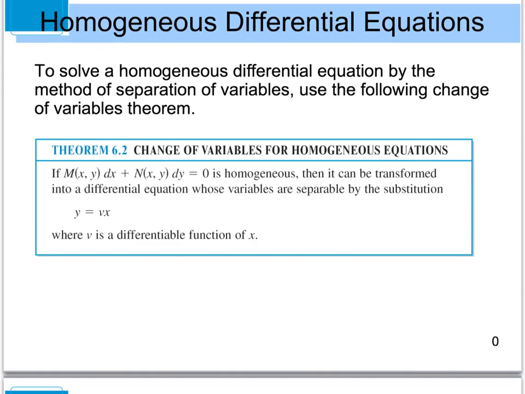Okay, now we can actually solve homogeneous differential equations by the method of separation of variables. The only thing is we have to use a change of variables to do that. So theorem 6.2, which is the change of variables for homogeneous equations theorem, says that if we take some function M dx plus some function N dy, and if this is homogeneous, then we can actually use the separation of variables technique by substituting y equals v of x into the equation. V is just a function of x.